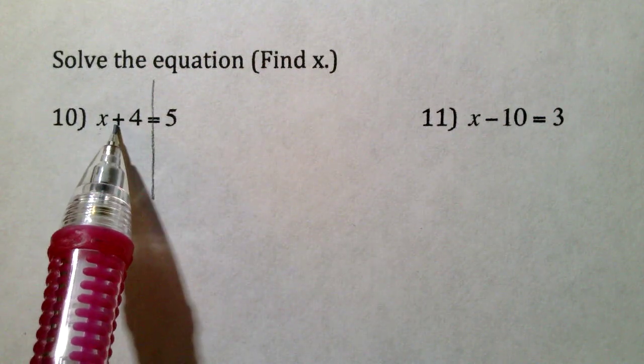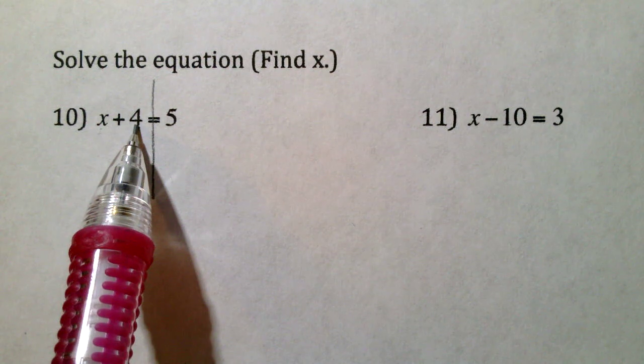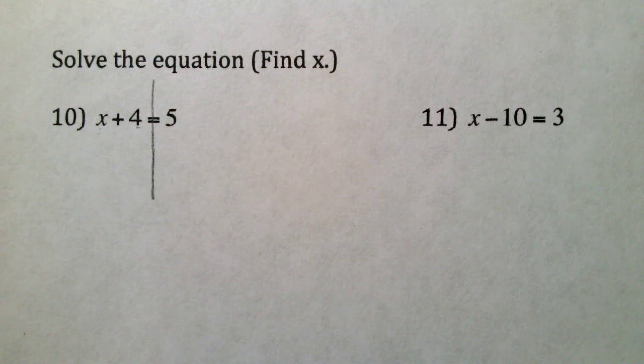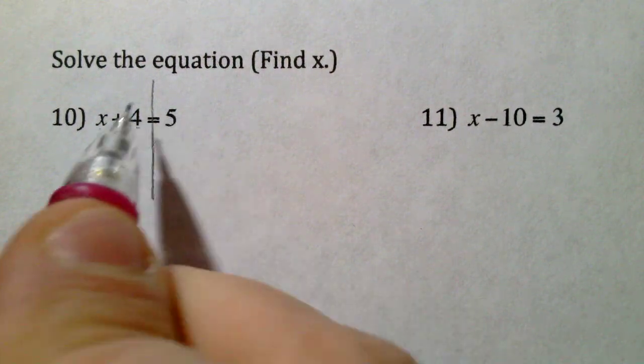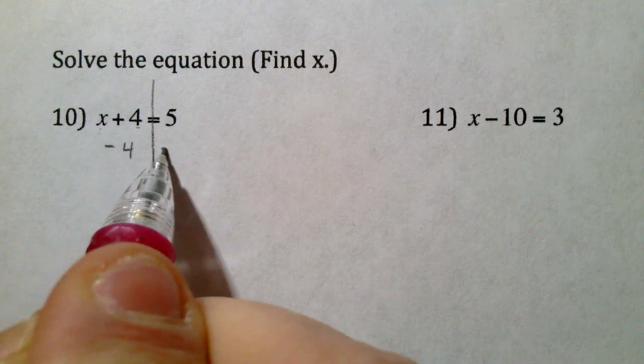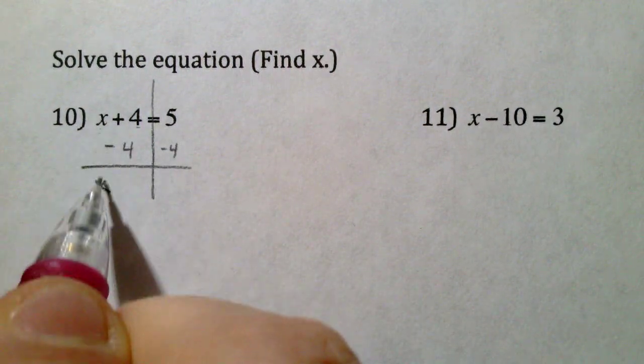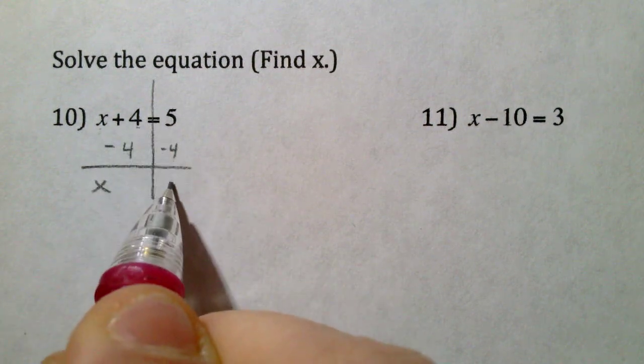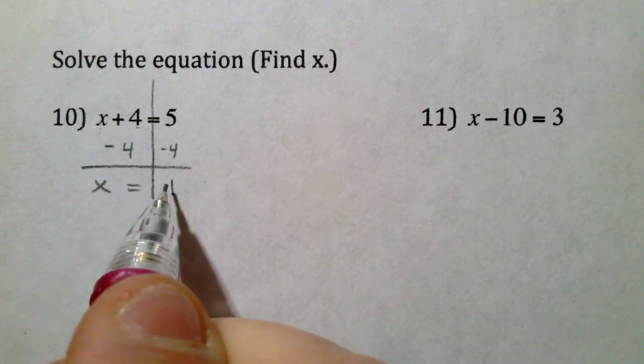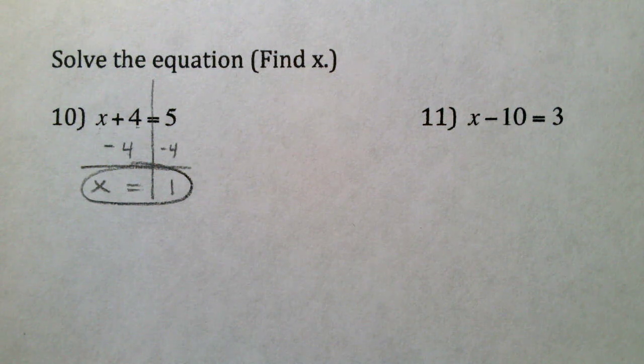X says x plus 4. Well, we learned that in algebra, we should be doing the opposite. So to undo this equation, we are going to subtract 4 from both sides. Leaves me with an x on the left because this adds to 0, and this is a 1. So my answer is x equals 1.